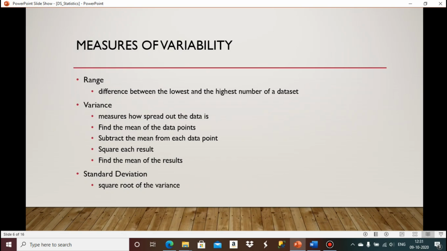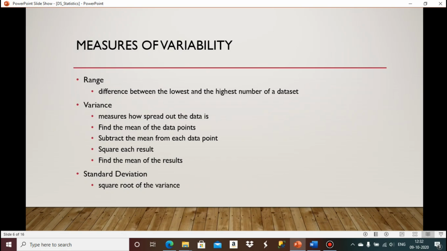For that, after the subtraction, we square each result. When you square, you know that if a negative number is squared, it gives you the same number as when a positive number is squared. So we square each result and then we find the mean of the results. After subtraction we get the differences, we calculate the squares and then we take the mean of those values. So that is the variance of a data set.